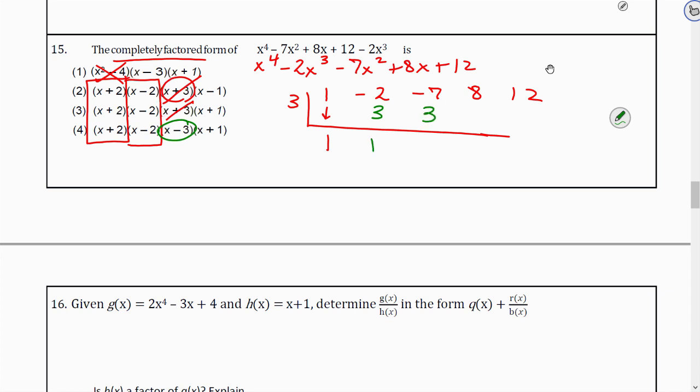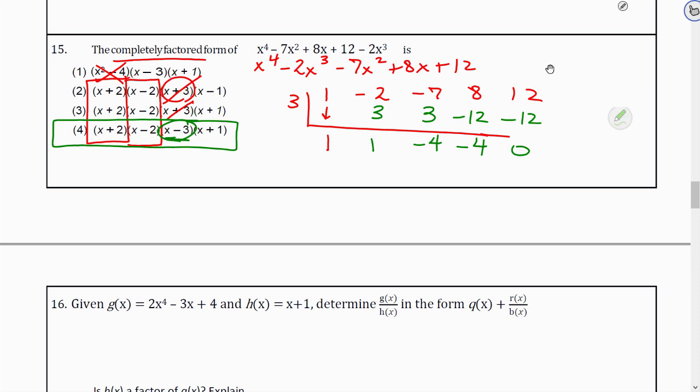Negative 7 plus 3 is negative 4. 3 times negative 4 is negative 12. 8 minus 12 is negative 4. 3 times negative 4 is negative 12, which gives 0, which is a factor. So this is a factor. The other ones aren't, and so this must be the answer. Okay, you can approach it that way.